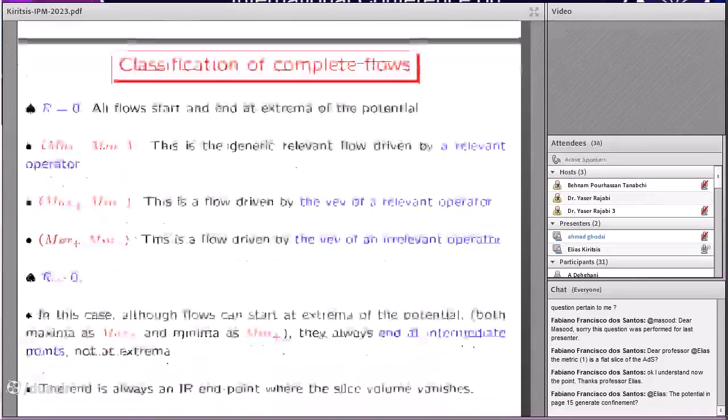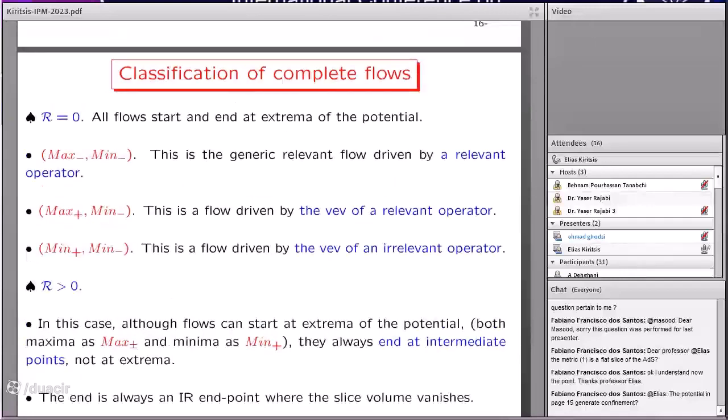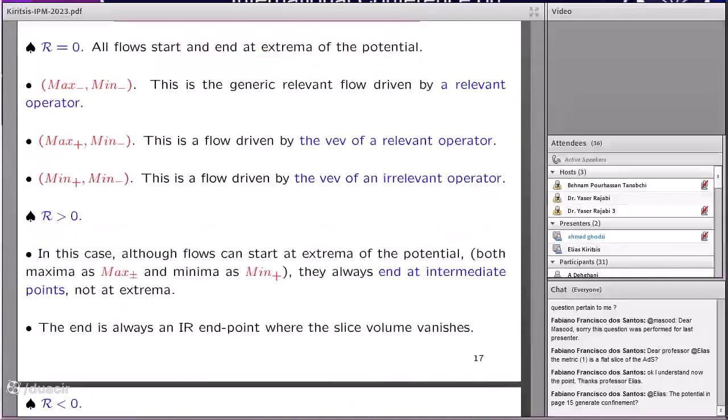So by putting together these endpoints, one can now classify complete flows. Let me do that for you. First of all, let me start from the usual flat slice flows that everybody knows. In this case, you have four combinations because of these four endpoints: max minus to min minus, max plus to min minus, min plus to min minus, and also another one that I will describe. However, all of these three here are UV fixed points, and this is the only IR fixed point. So these are the only combinations that in flat slices correspond to flows. As I said, this is a general flow driven by a relevant operator. This is a flow driven by the VEV of a relevant operator, and this is a flow that's driven by the VEV of an irrelevant operator.